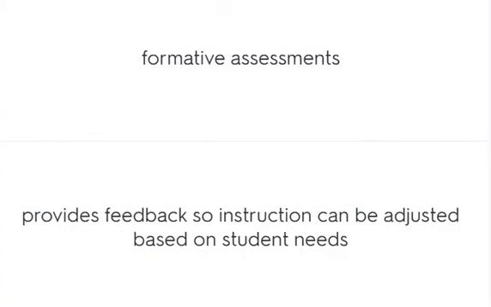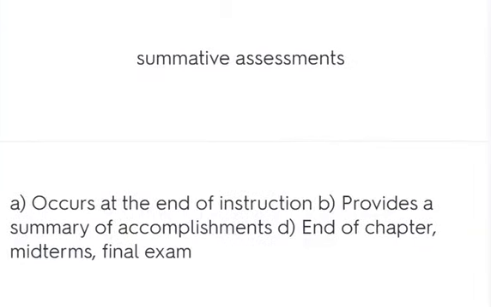Formative assessments, provides feedback so instruction can be adjusted based on student needs. Summative assessments: A. Occurs at the end of instruction. B. Provides a summary of accomplishments. D. End of chapter, midterms, final exam.